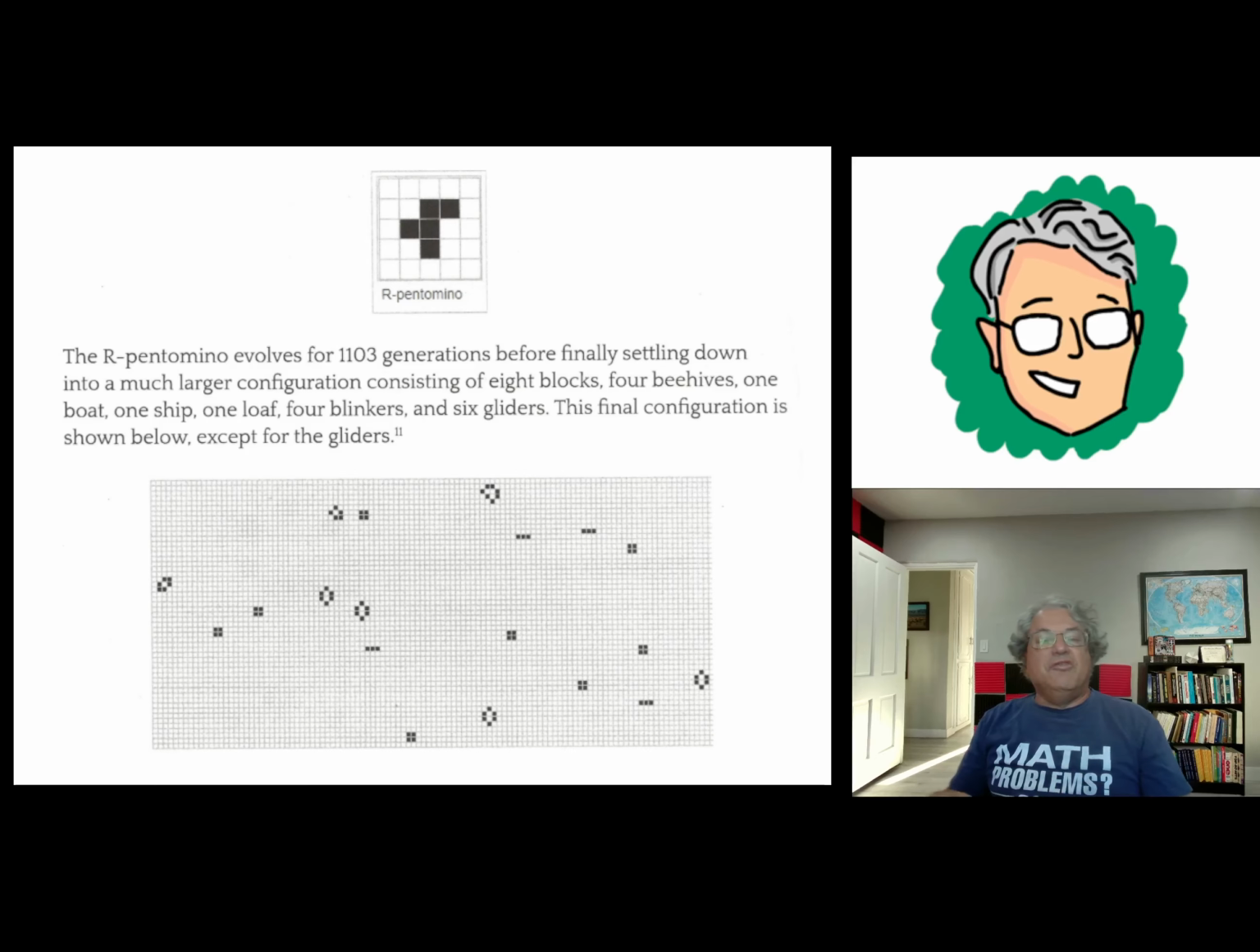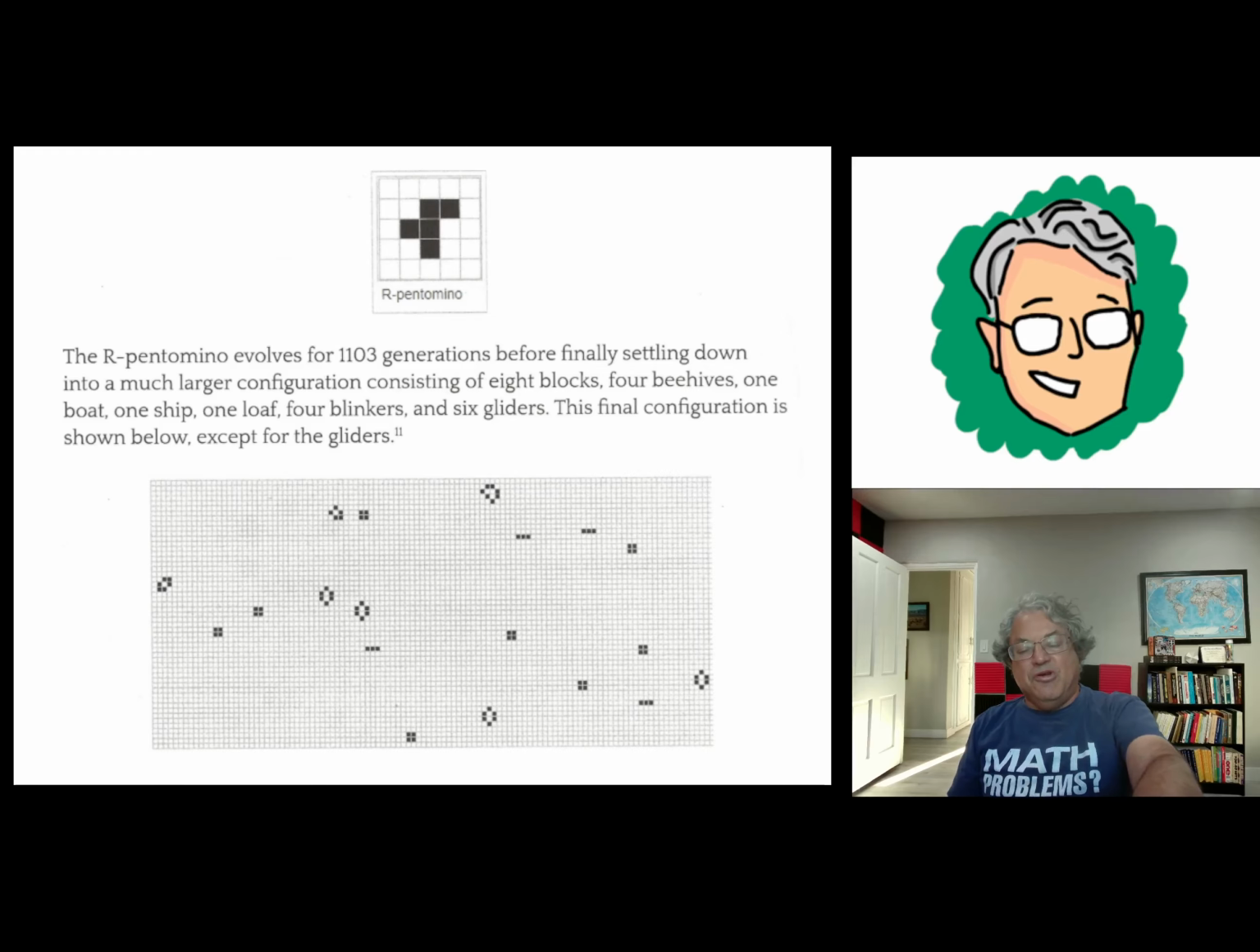One of the first Methuselahs discovered was this thing called the R-pentomino, shown on the top of this slide. If you just let it run, it runs for a really, really long time. It runs for 1103 generations until it settles down into the stable debris shown below. That doesn't include the gliders that escape from the pattern.